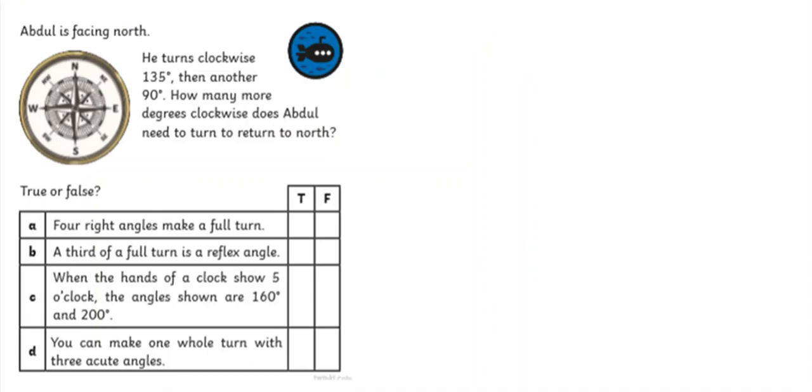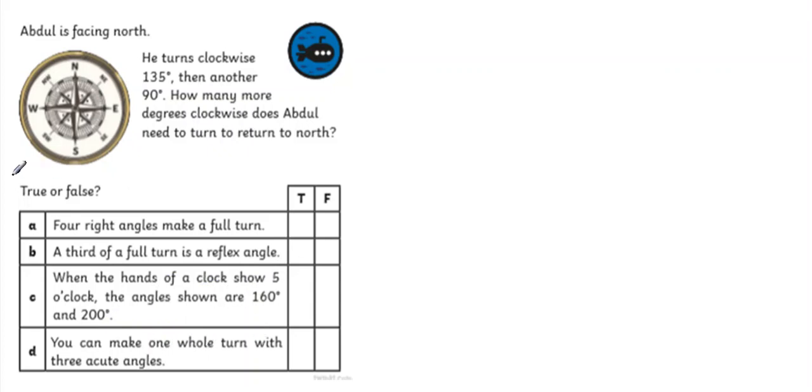And for your final question then, for today's lesson, Abdul is facing north. He turns clockwise 135 degrees, then another 90 degrees. How many more degrees clockwise does Abdul need to turn to return to north? So true or false? A. 4 right angles make a full turn. B. A third of a full turn is a reflex angle. C. When the hands of a clock show 5 o'clock and the angles shown are 160 degrees and 200 degrees. And D. You can make one whole turn with 3 acute angles.